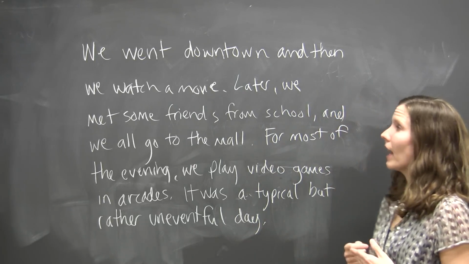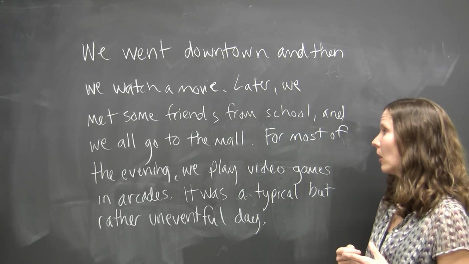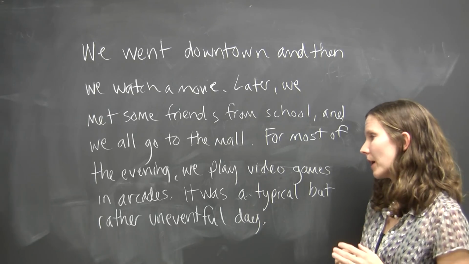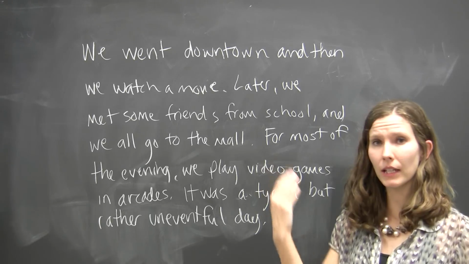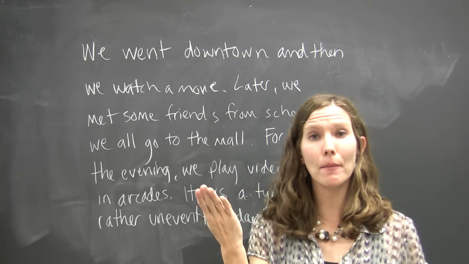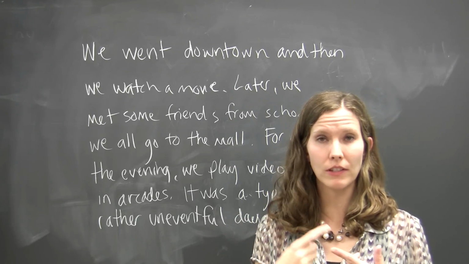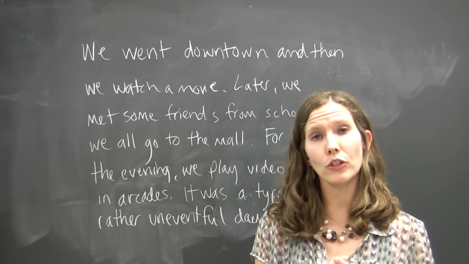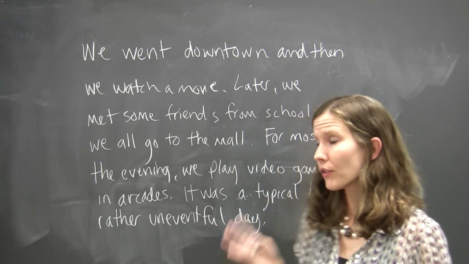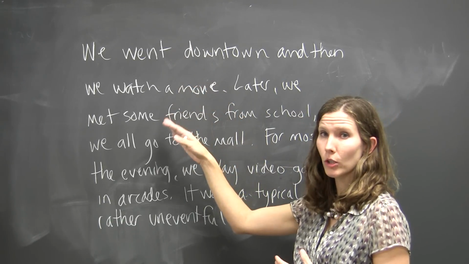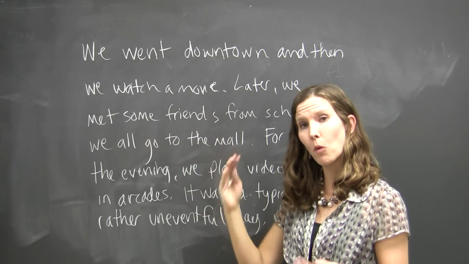We went downtown and then we watch a movie. Later we met some friends from school and we all go to the mall. For most of the evening, we play video games in arcades. It was a typical but rather uneventful day. I am giving a personal narrative that happened in the past. If I'm writing about something that happened in the past, whether it's historical or a personal narrative, I should write in the past tense, and all of my verbs should be past tense verbs. So I will go through, find my verb, identify the tense it's currently in, and make sure it's in the tense I want it to be in.